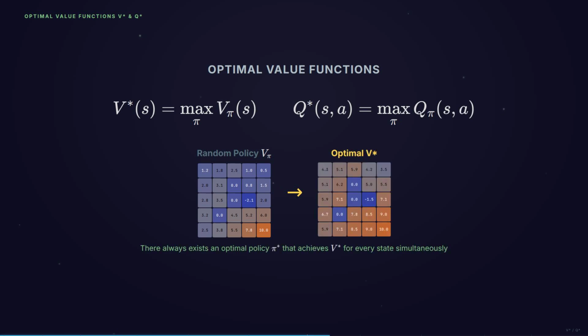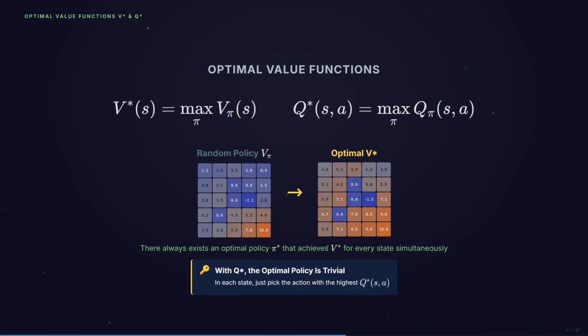Here's a beautiful result. There always exists at least one optimal policy pi star that achieves V star simultaneously for every state. You don't have to trade off. Being optimal in one state doesn't require being suboptimal in another. And once you have Q star, the optimal policy is trivially simple. In each state, just pick the action with the highest Q star value. The hard part is finding Q star. That's what the rest of this course is about.